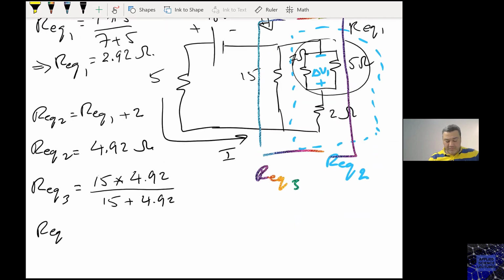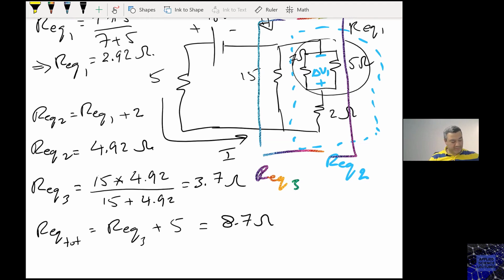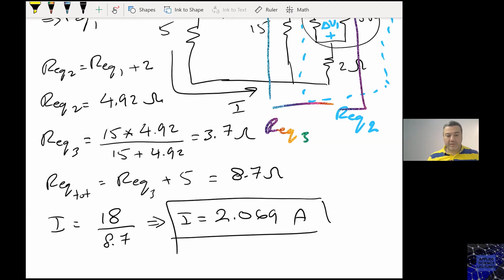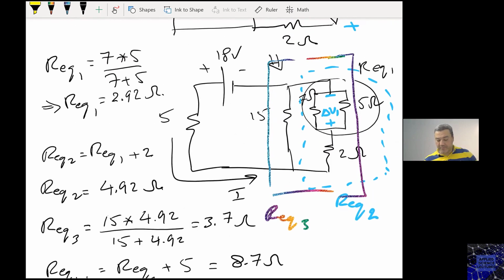The R equivalent total is R equivalent 3 plus 5. So this one is 3.7 ohm. This one is 8.7 ohm. Then I is the voltage, 18, divided by 8.7. I is 2.069 amperes. So this is the total current, right?